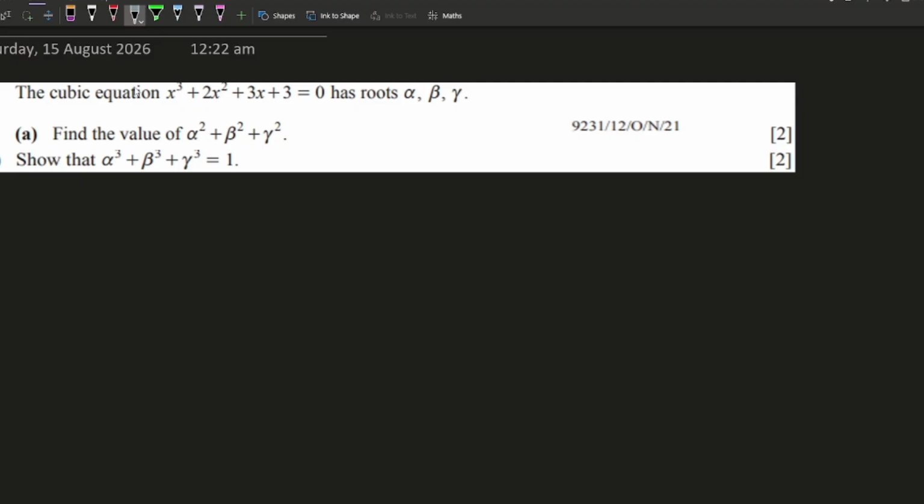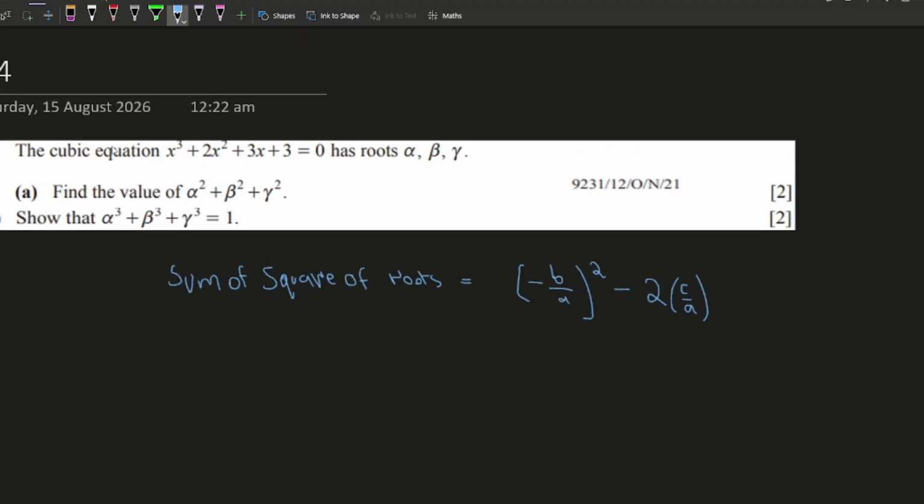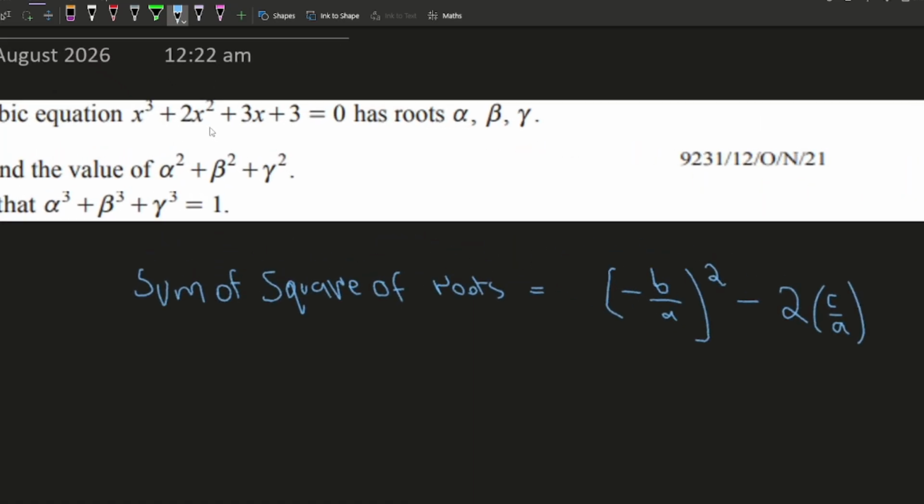Okay, right? And the first part of the question is asking us to find the value of alpha square plus beta square plus gamma square. This is basically the sum of squares of roots. The sum of squares of roots follows the same pattern, and we have a formula for this, which is (minus b over a) squared minus 2c over a. So the value of a is 1, the value of b is 2.